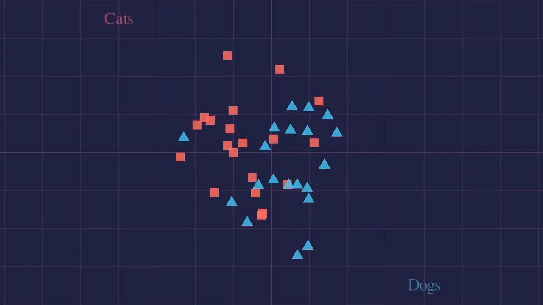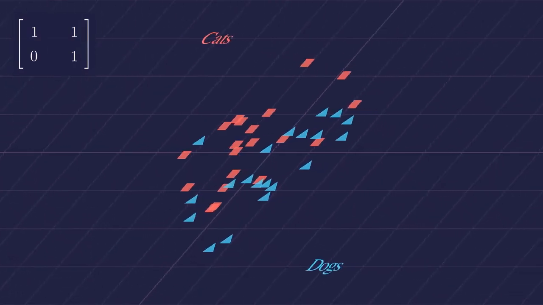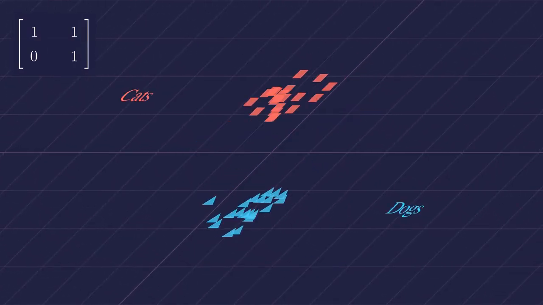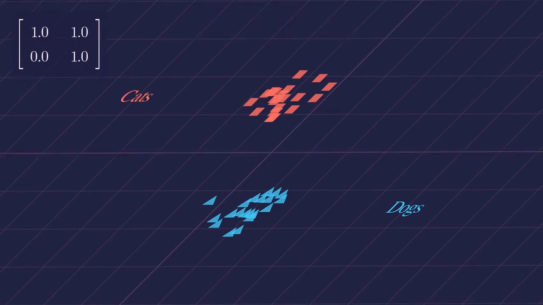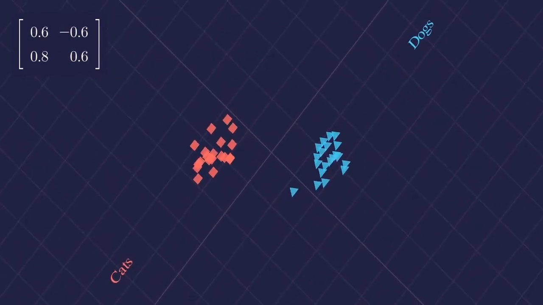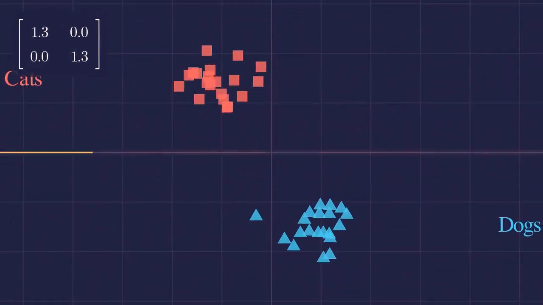Imagine these red and blue dots are different types of images, maybe cats and dogs. Right now, they are mixed up. We apply a matrix. Let's try a shear transformation. Look at that. By stretching space, the groups are pulled apart. This is what learning means. The computer is just searching for the specific matrix, the specific warp, that makes the data easy to slice.